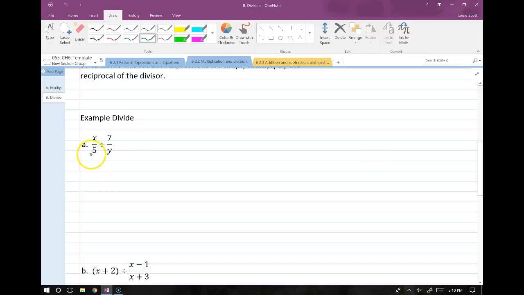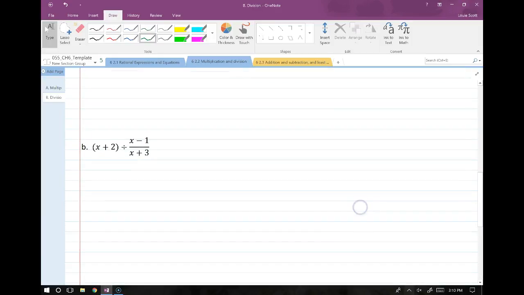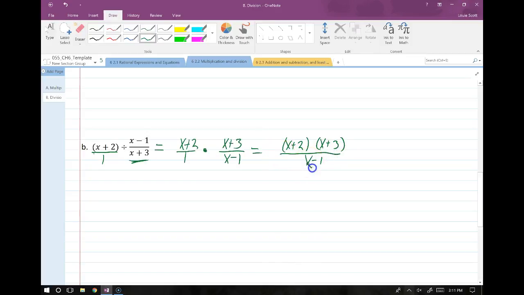So if we're asked to divide these two polynomials, or these two rational expressions, all we do is flip the second one and multiply. So we have x over 5 times y over 7. Straight across the top and straight across the bottom, xy over 35, exactly. And that's it. All right, once again, this first polynomial is, of course, over 1. So we have x plus 2 over 1 times, I flip this second one, x plus 3 over x minus 1. And that gives me x plus 2 times x plus 3 over x minus 1. There's nothing to cancel here, so it just stays.